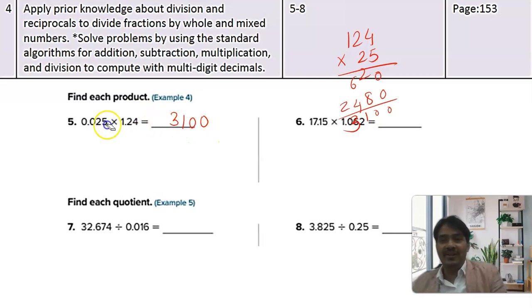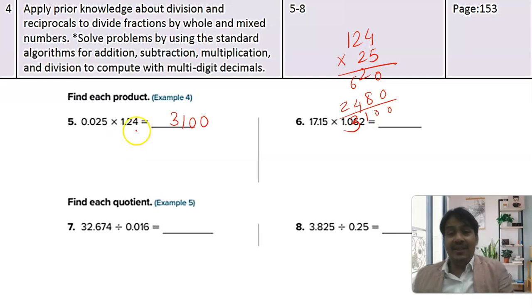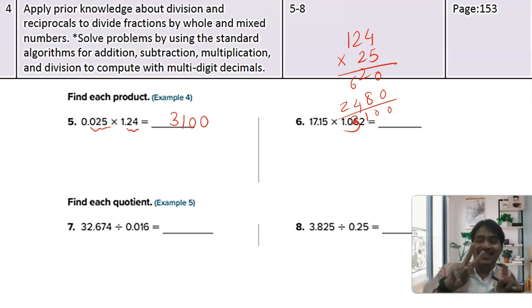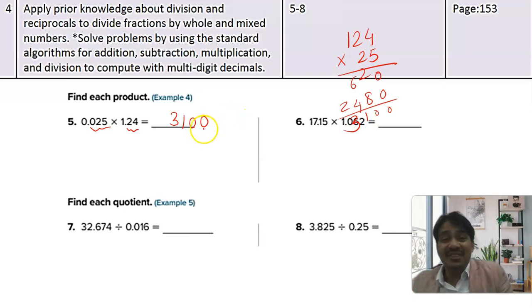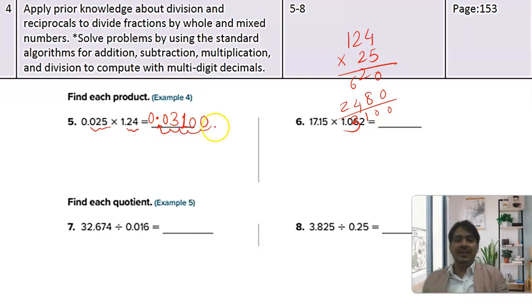Now check how many points are there here. Like how many numbers are there after the decimal? So here I have two numbers after the decimal. Here I have three numbers after the decimal. So 2 and 3 will become 5. So you have to give a point after 5 places. So 1, 2, 3, 4, and 5. So give a point here. This is 0. This is also 0. So this is the answer.